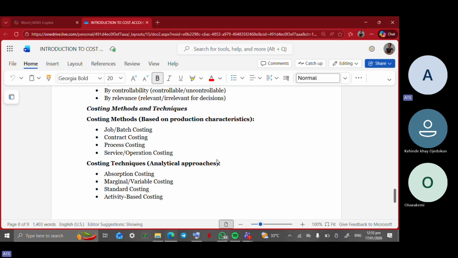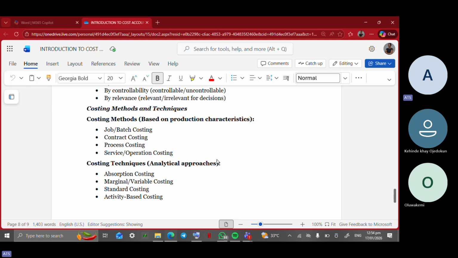So in order for you to meet that job, that's why you use job costing. In job costing, each work or each process, each good is unique to the customer. Job costing is usually joined with batch, so in some cases it could be in batches.